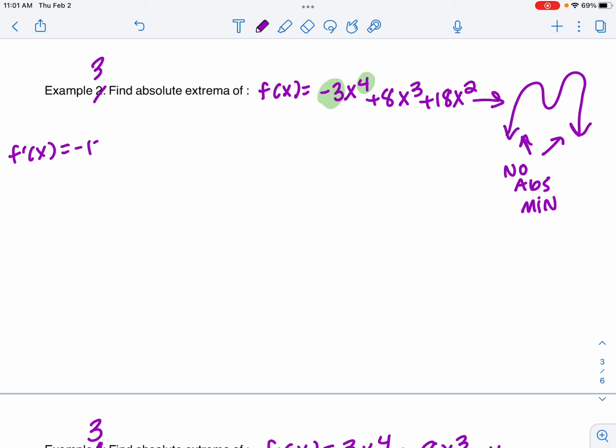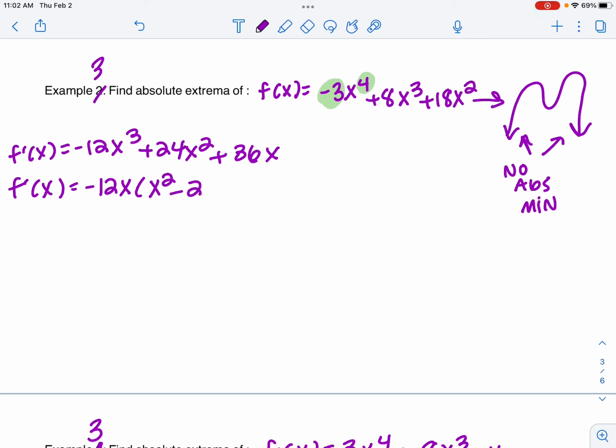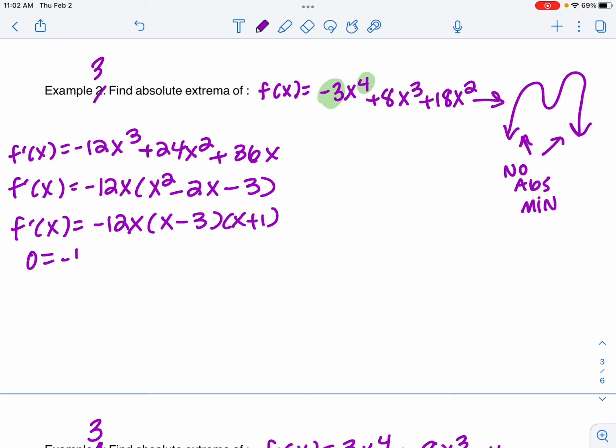The factoring problems on here are kind of a lot of work, but I apologize. So I'm just factoring and trying to find the critical points first. I'm going to pull out a greatest common factor of negative 12x. So I'll get x squared minus 2x minus 3. And then I'm going to factor that. x minus 3, x plus 1. Set that equal to 0.